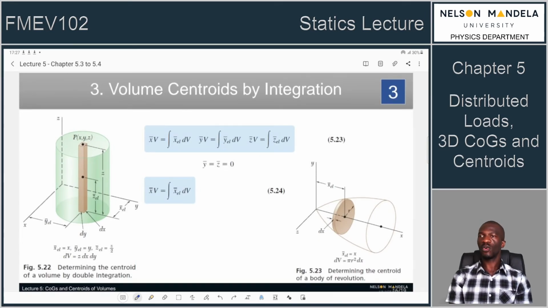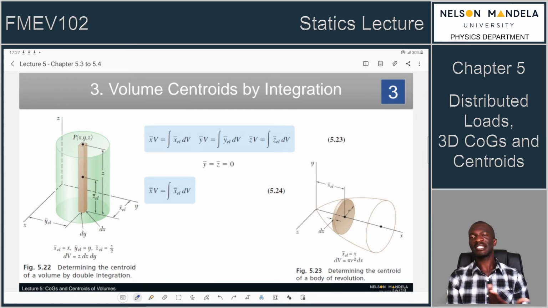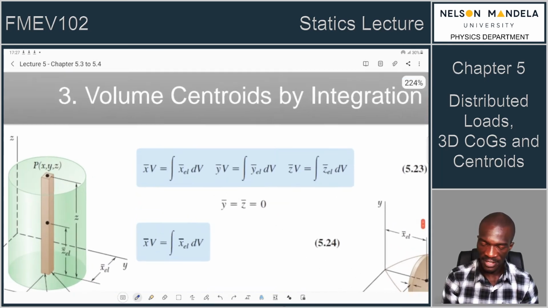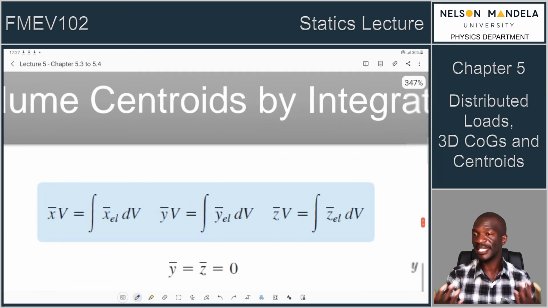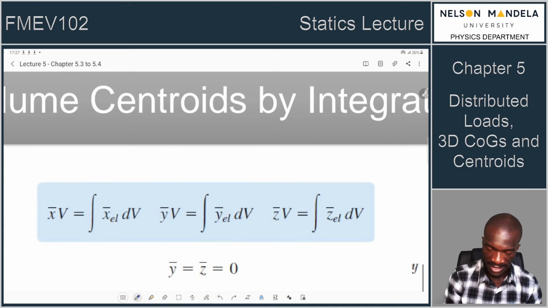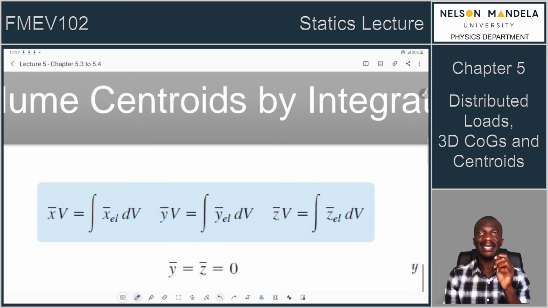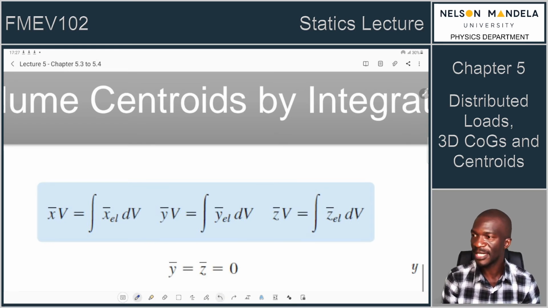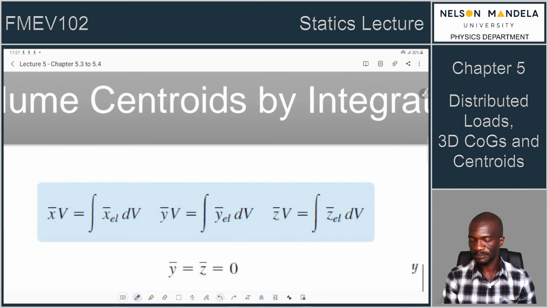The last section is on volume of centroids by integration. Remember, we said when we have objects that are not symmetrical, we will need to figure out a way of building these. By the same method of the first moments, our definition of the first moments was already given. So the first moment of a volume, x bar v, is given by the integral of x dv. In this case, we are integrating the x bar of the strip or the element. The second is y bar v, the third is z bar v.